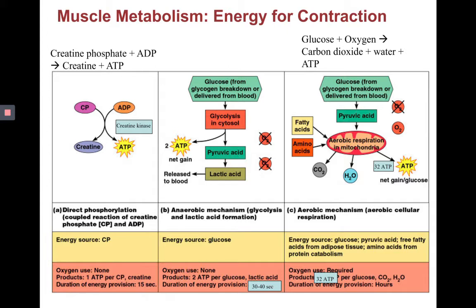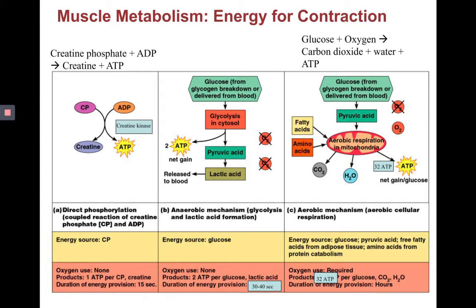So what's good about direct phosphorylation? Well, it uses a readily available resource, creatine phosphate, to make energy. It's quick, it only takes 15 seconds. But it doesn't create a lot of ATP. It only creates 1 ATP molecule per creatine phosphate. But it doesn't require oxygen and just this really easy to come by creatine phosphate, so it's not bad.